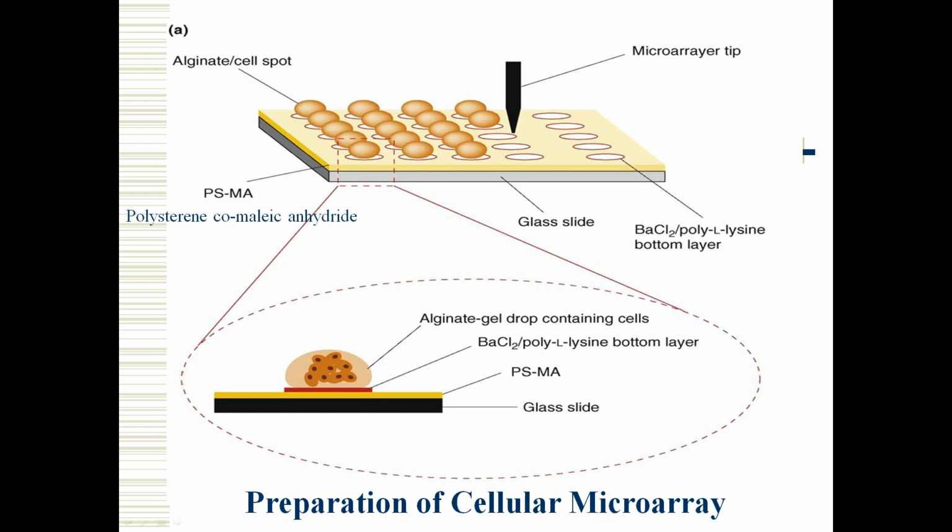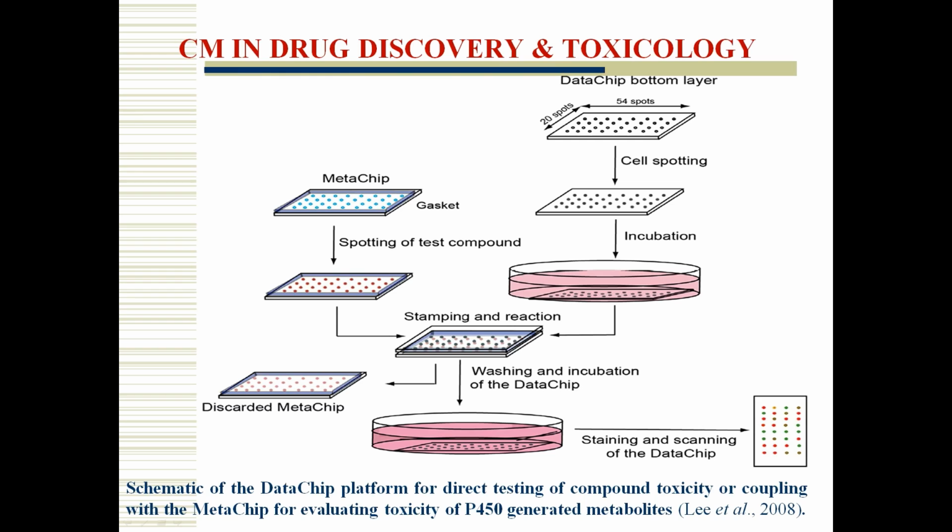So here is also another representation of this microarray technology. Here some alginates or cell spots are done, then a microarray tip is used, then polystyrene maleic anhydride, which is present on a glass slide, and later an alginate gel drop will be formed containing the particular cells. And this is how the preparation of the cell microarray goes.